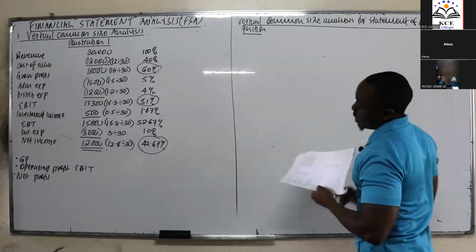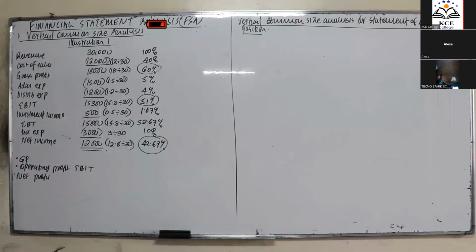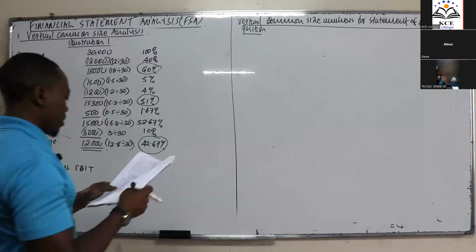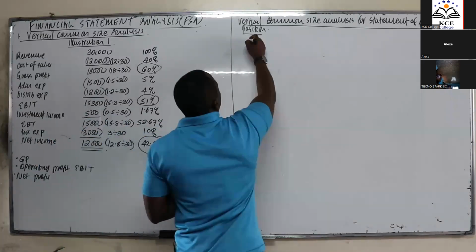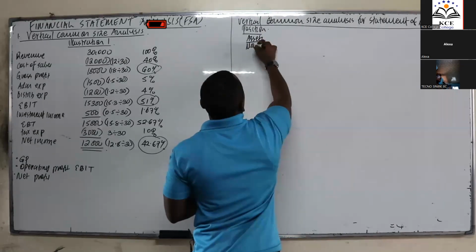So let's do illustration 2. Illustration 2, we are told to consider the following financial statement for Vibes Limited and prepare a vertical common size balance sheet. So we have the statement of financial position. We have the assets. For the assets, we have the non-current assets.